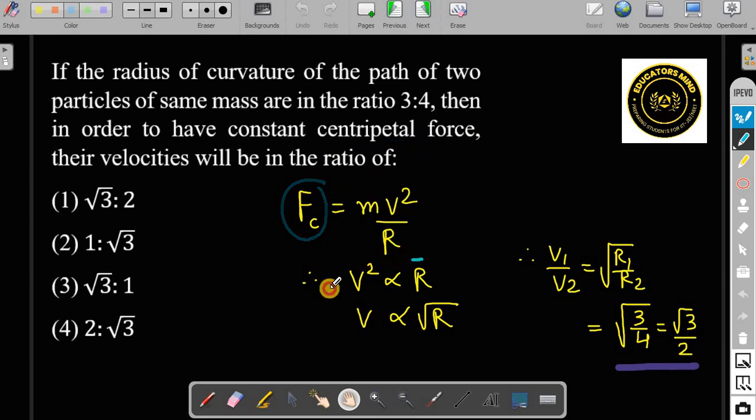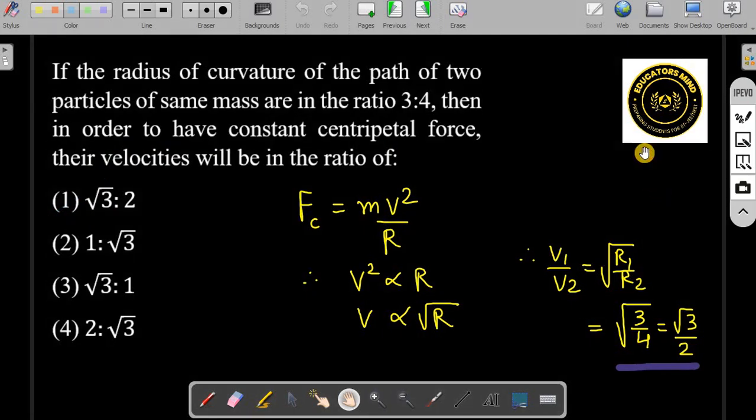So we can directly say v square is proportional to r, so v is proportional to root r. The ratio of velocities v1 by v2 is root of r1 by r2, and they have given the radius ratio 3 by 4, so root 3 by 4, which is root 3 is to 2. So that's the first option.